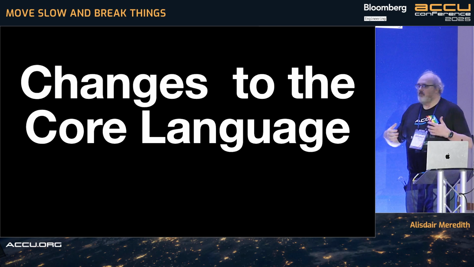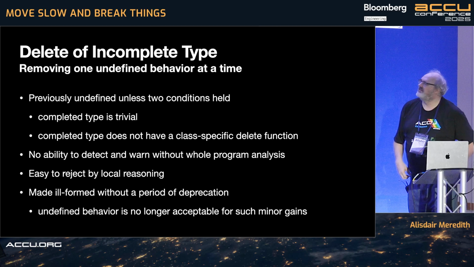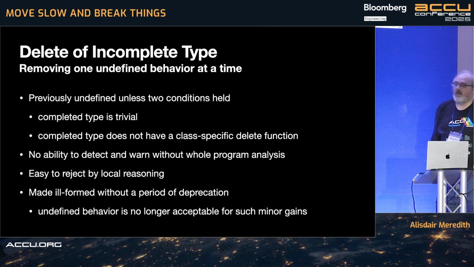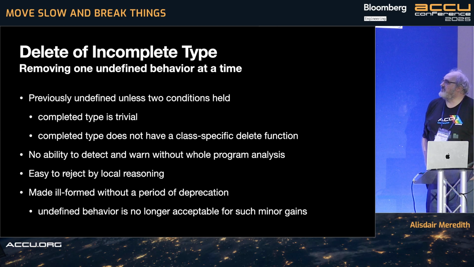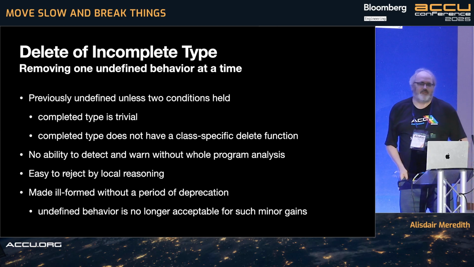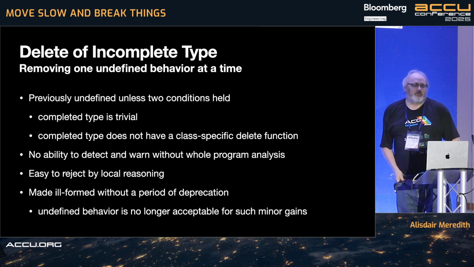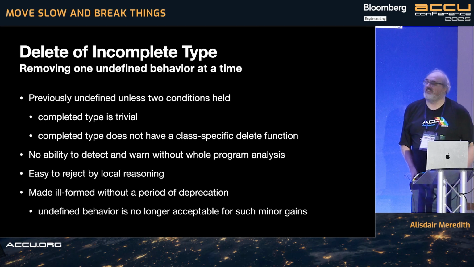So moving on to sources of breakage that come from changes to the core language. Again, this is one of my papers, removing one undefined behavior at a time. I'm slowly going through the standard and saying, if you've got an undefined behavior, does it serve a good purpose? Or would it be better just to either well-define it or make it ill-formed?